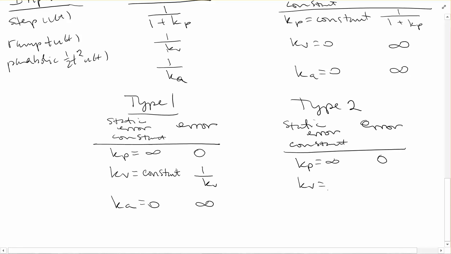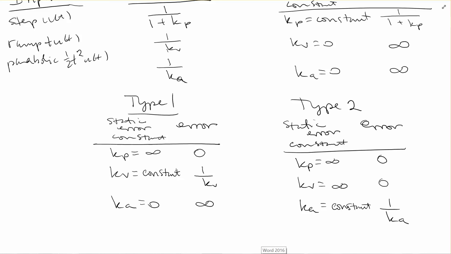K sub v is what we'll have with the ramp input. K sub v will be equal to infinity, and error is going to be 0. And then finally, with a parabolic input, k sub a will be a constant, and our error will be 1 over k sub a. Okay. So this just basically gives you a table. It shows you what error you get with each of the inputs, depending on the exponent of s in the denominator. Okay. So this table here would be good to put on your equation sheet.